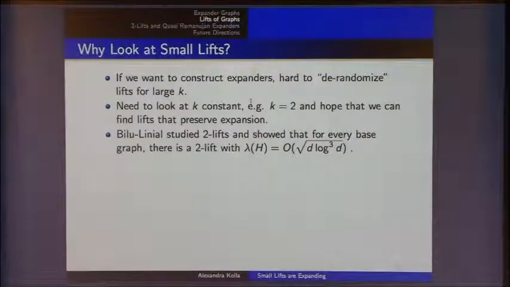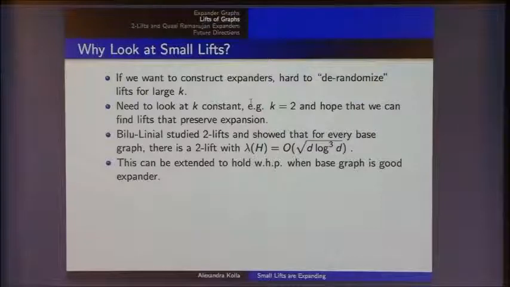What they said is, okay, if we take 2-lifts, for any base graph, there exists a 2-lift such that all the new eigenvalues are bounded by square root of d log^3 d. This is an existential result. It can extend to hold with high probability on the number of vertices of the graph if the base graph is a good expander. But it doesn't say that if we take any base graph, with high probability all the new eigenvalues are of order root d log^3 d, because it can't say that, and we'll see why.